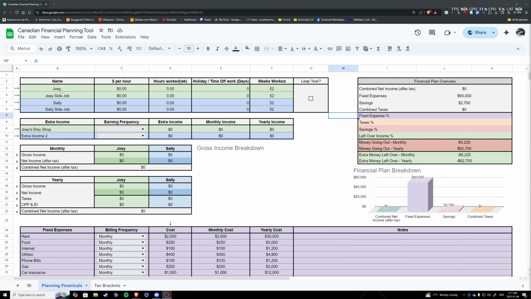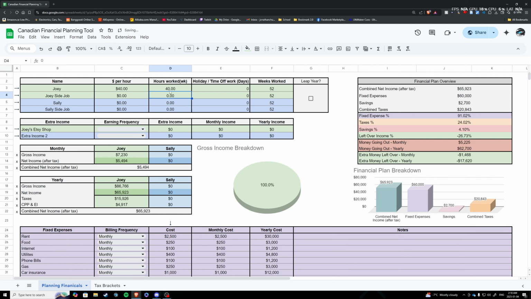Okay, first of all, names are important, so you can input your name right here. Each person can have both their main job and their side job, and the names chosen for this walkthrough guide are Joey and Sally. Joey is making $40 an hour, working 40 hours a week.